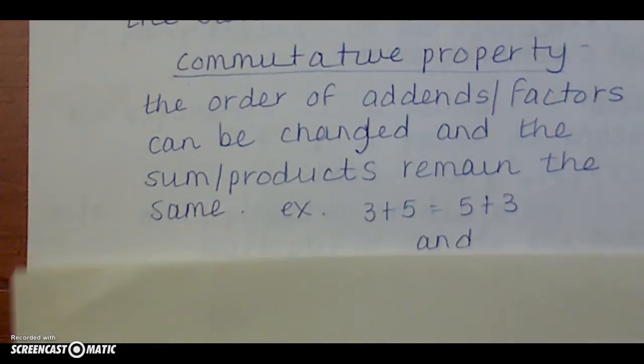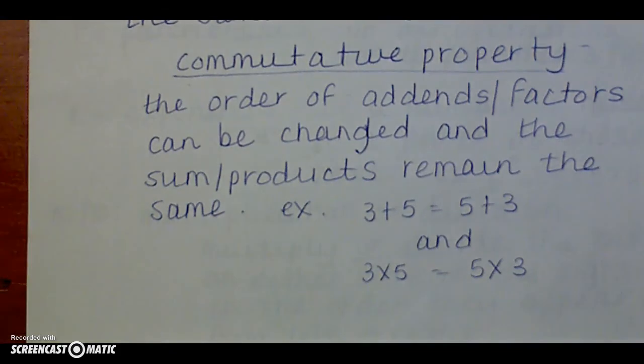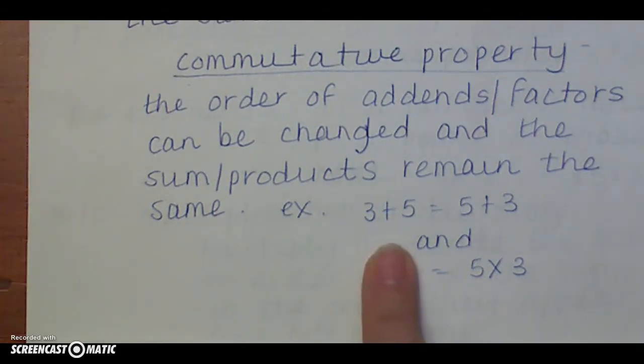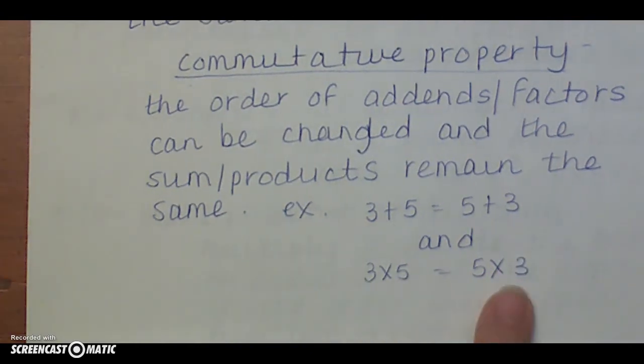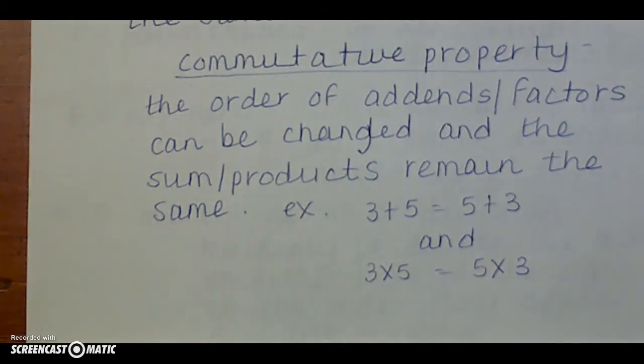Okay. The second property is the commutative property. We talk about this one a lot throughout the year. The order of addends and factors can be changed and the sum or product remains the same. So it does not matter if you're adding 3 plus 5 or 5 plus 3, you still get 8, or 3 times 5 or 5 times 3, you still get 15. It doesn't matter if you reverse the order of those numbers.